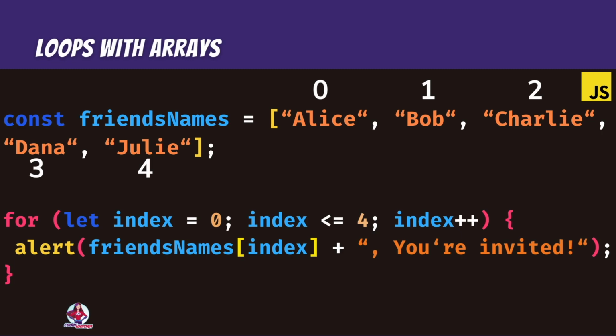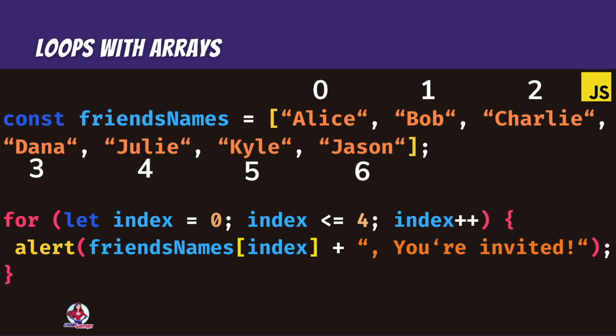Remember, in JavaScript and programming in general, we want to write universal code. If we added 2 more people to the array, what would happen? They wouldn't receive invitations. Our loop now only sends 5 invitations. Anyone at index 5 or 6 would be missed. We don't want to keep changing the loop to fit new numbers. There's a smarter way to solve this.